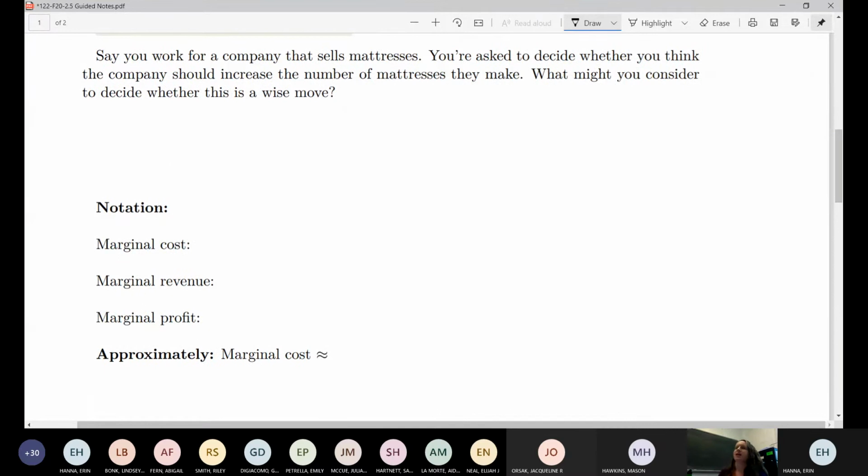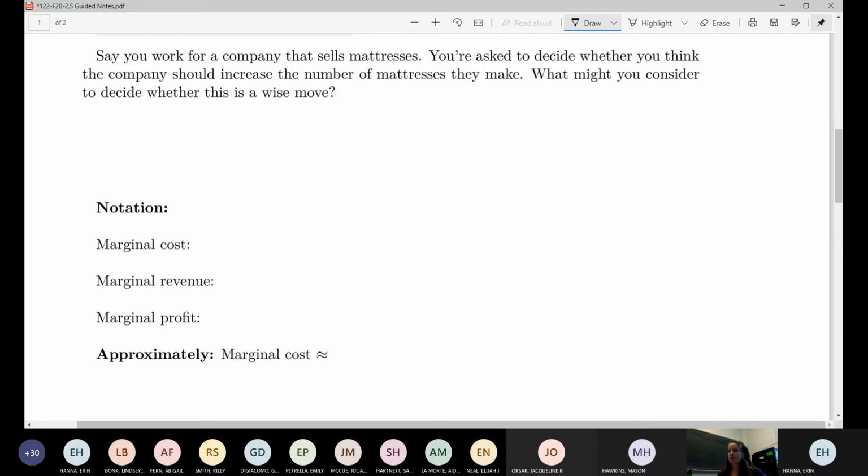So let's say you work for a company, and let's say you sell mattresses. And your boss walks up to you and he's like, hey, we've only been making and selling 100 mattresses. We sell all of them, but we only make and sell 100 every, let's just say week for my sanity. Maybe that's a lot of mattresses a week, but anyway, we only sell 100 mattresses a week, and he wants to know whether or not they should start making more mattresses. They come to you and they ask you to figure it out.